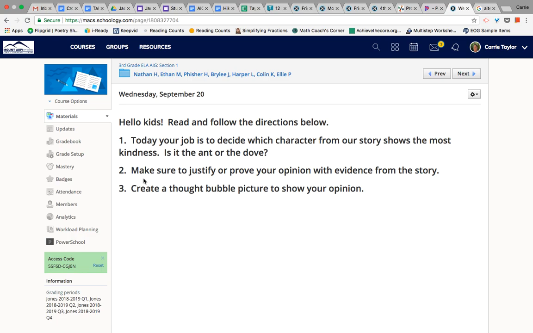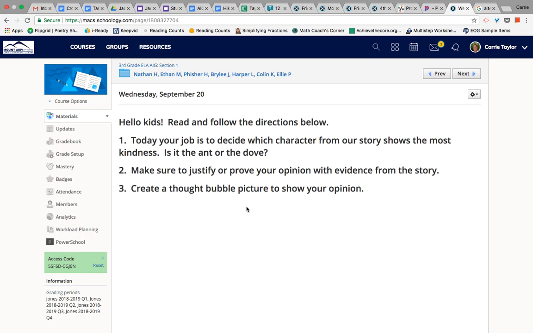Job number 2, you need to make sure you justify or prove your opinion with evidence from the story. So if you think that it's the ant that's the kindest, you need to get something from the story that would support that idea. Same thing with the dove. If you think the dove is the kindest, what is it in the story that shows or proves that that is true?